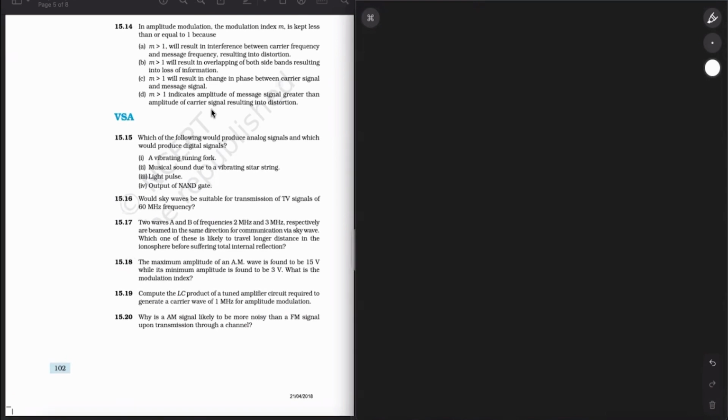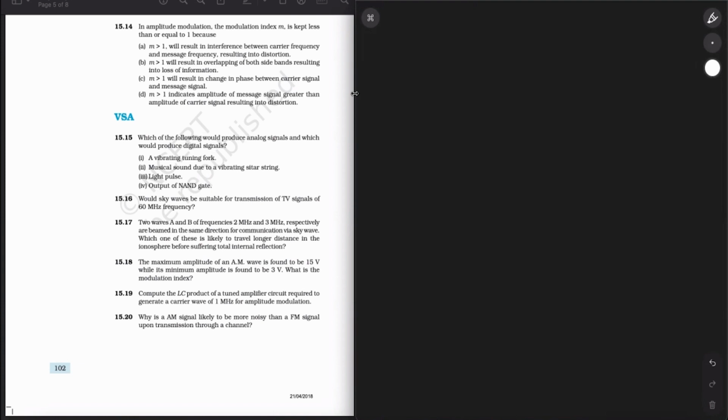Next, question number 15. Which of the following would produce analog signals and which would produce digital signals? Basically, what is an analog and digital signal? These are the gateway of info, or we can say that they are used to transmit information as electric signals. In both these signals, the information, such as audio or video, is transformed into electric signals.